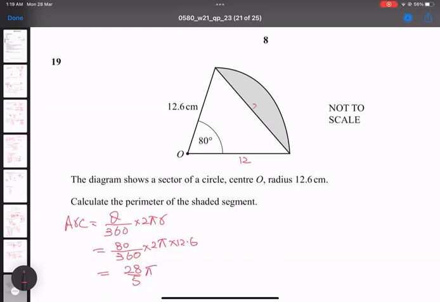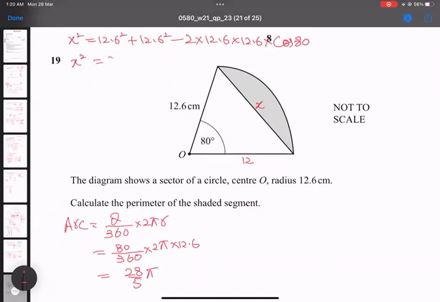Yeah, I give this a name, x. So x to the power 2 is equal to 12.6 to the power 2 plus 12.6 to the power 2, minus 2 times 12.6 times 12.6 times cos of the angle between them. Now we have to type it fully in the calculator: 12.6 squared plus 12.6 squared minus 2 into 12.6 into 12.6 into cos of 80.